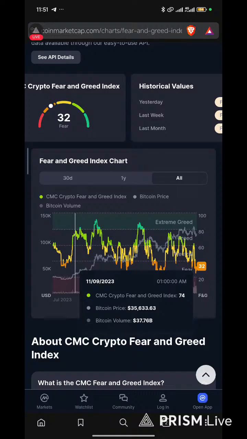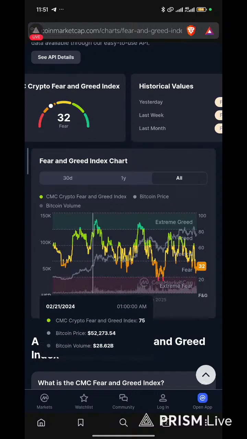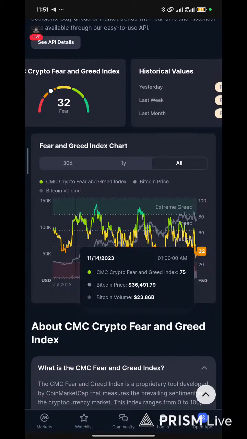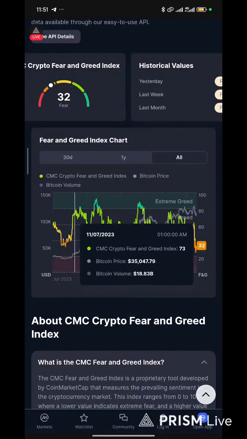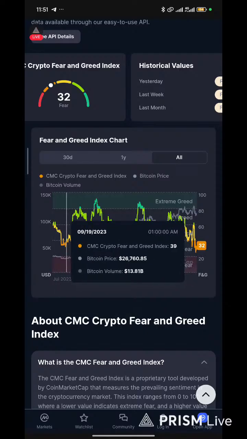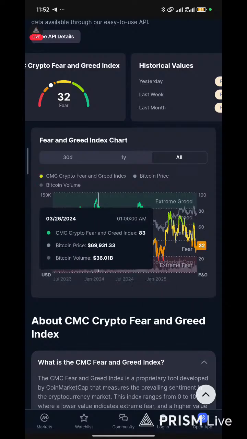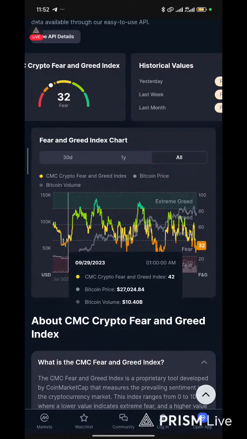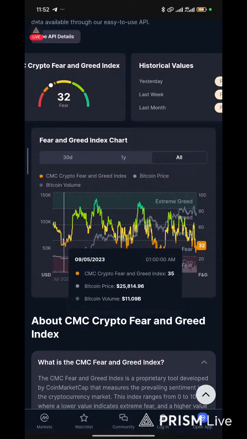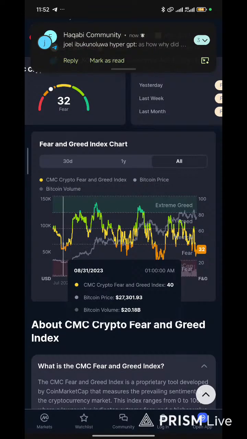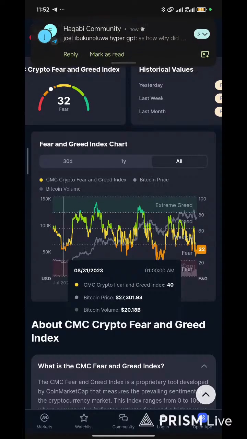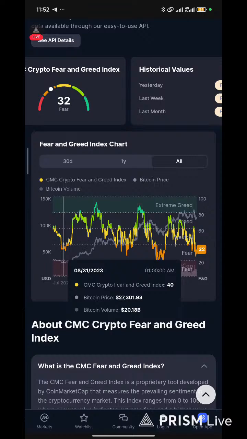Now look at this. If you check very well, in July 2023, BTC was at a fear index of 39. Have you seen it? It was at 39. This is 35, this is 40. It was at the fear index. Remember, I said 0 to 25 is extreme fear, 25 to 50 is fear, 50 to 55 is neutral, 55 to 75 is greed, and 75 to 100 is extreme greed.